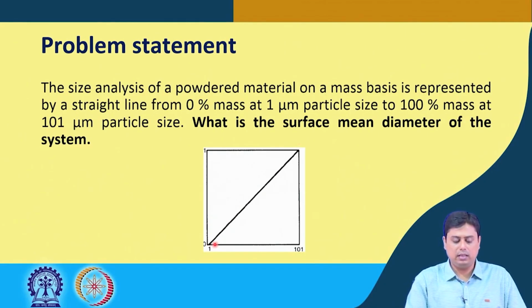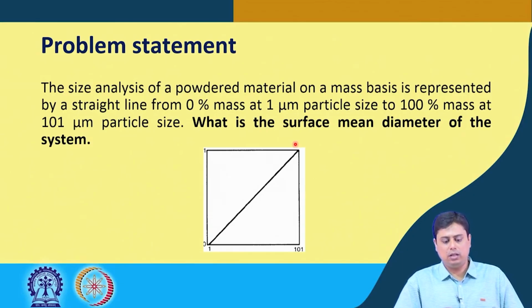This is the size distribution curve that I showed last time. There was some non-linear variation, but in this case it is a linear variation. So we can easily find out the expression of this graph or this line, and this will help us to find out the surface mean diameter which is asked in the question.